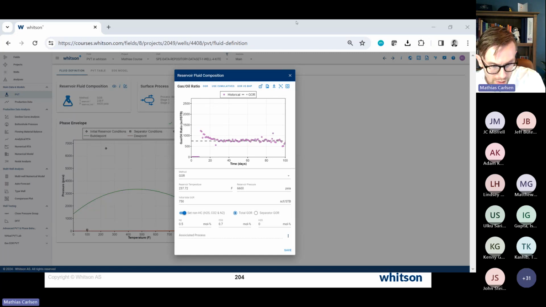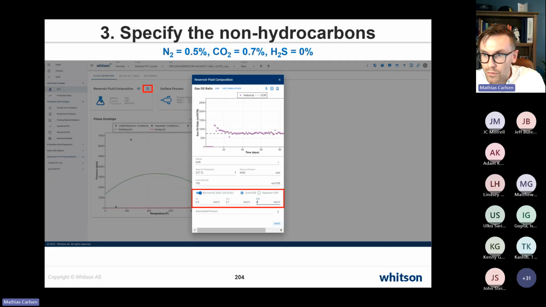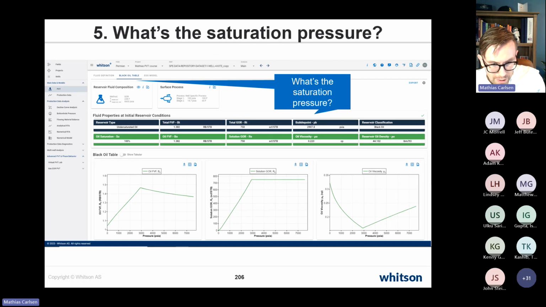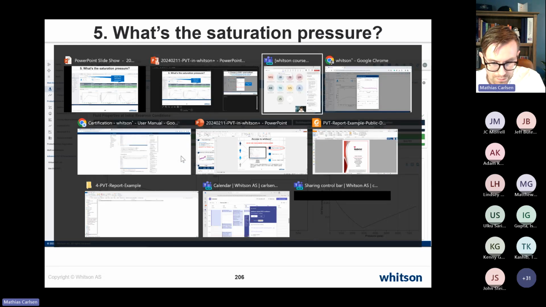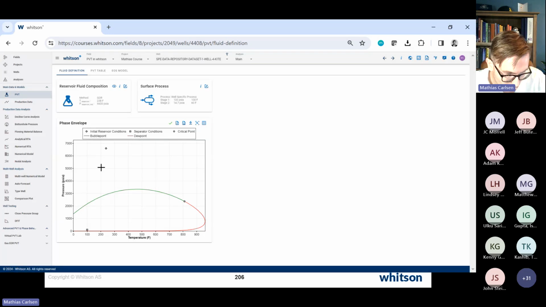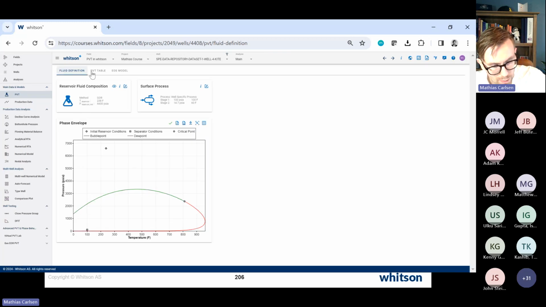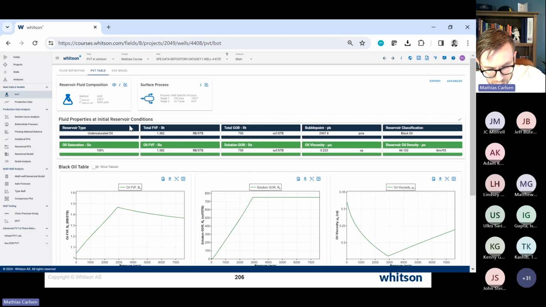Good. The next thing we're going to do, so that's setting the non-hydrocarbons, and you see your compositions. If you want to look at the saturation pressure, one way is you could look at the phase envelope here and eyeball it. Okay, it doesn't really work well. But the summary of the fluid properties at the initial reservoir conditions is here. Your bubble point, or saturation pressure, is this number right here. This is the oil viscosity at the initial conditions, solution GOR, reservoir density, oil formation volume factor, etc.